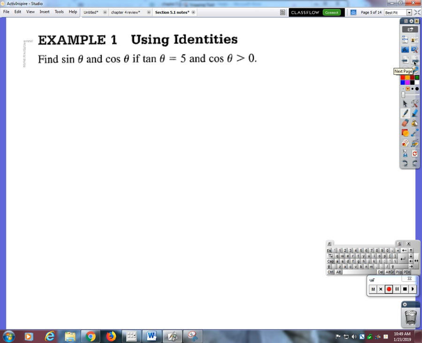All right? Okay, so let's figure this one out. Let's find the sine and the cosine if we know that the tangent is equal to 5 and we know that the cosine is positive. Okay? So what is another way that I could write tangent? I could go 1 over cotangent, but I want to figure out sine and cosine, so hang on.